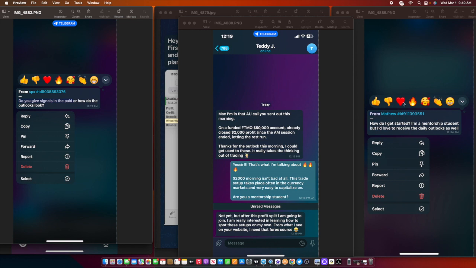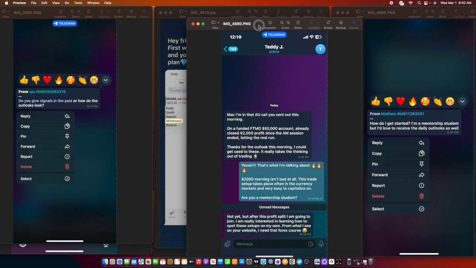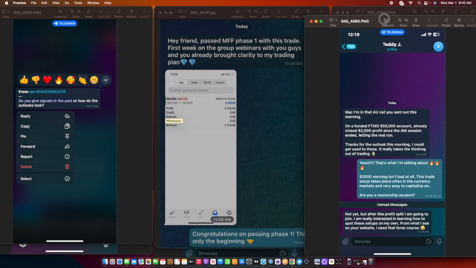And shout out to Matthew as well. He's been a mentorship student that has been producing phenomenal results. And yesterday he got started with the Telegram community trades as well, just to help out his trading and make sure that he stays on top of those funded challenges.